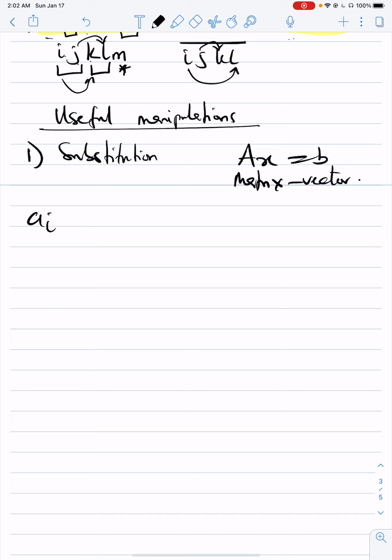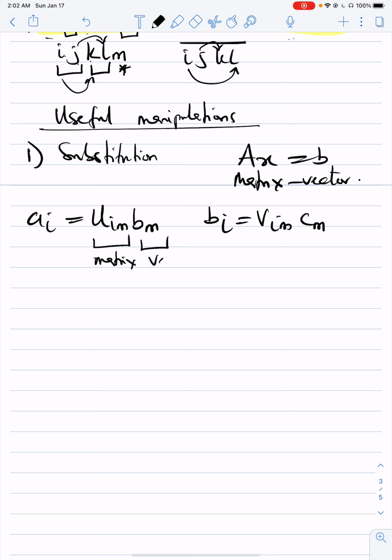Now, if you have A_i equals to, let's assume, a matrix U times a vector B, and you have B_i equals to V_im C_m. Now, this will show you clearly that, for instance, this is an expression, this is an equation, a vector A_i is equal to U_im. This is a matrix. In case you can't see that, this is a vector, right? If you multiply them together, you are getting a vector.